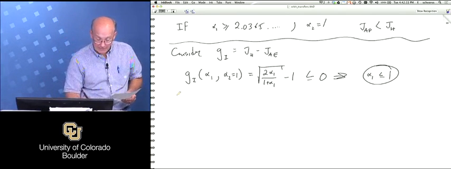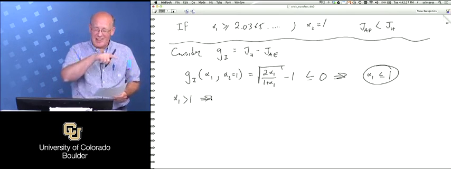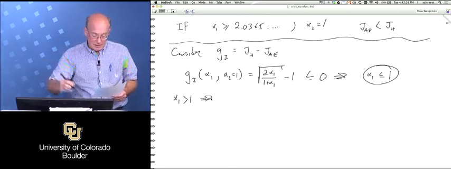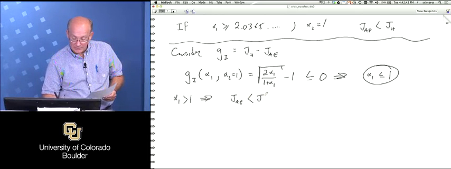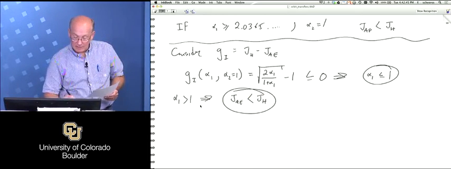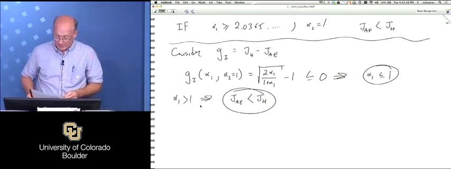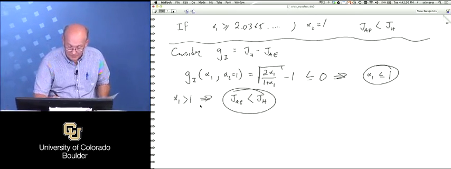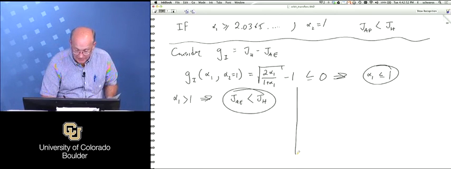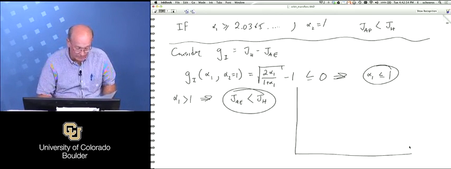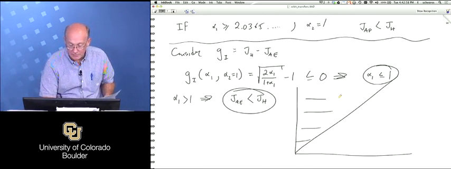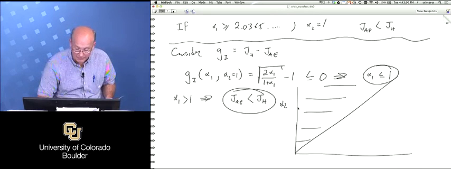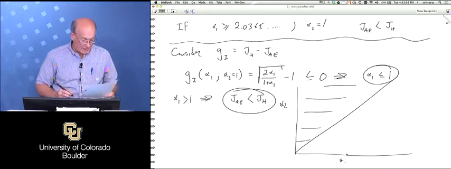Well, we know that alpha 1 has to be greater than 1, and it means along that line of alpha 2 equals 1 that the aero-assist option is always less costly than the Hohmann transfer option. So let me just sketch the little chart here instead of going back. The equality line. This is the uninteresting line, region alpha 2, alpha 1.